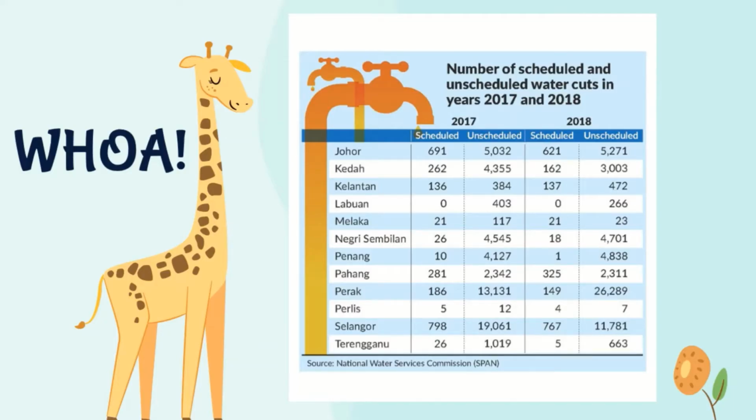These pollutions of our water sources have resulted in a number of unscheduled and scheduled water cuts, and as you can see in this image, the number of unscheduled water cuts is way more than the scheduled water cuts. This is proven to be a hassle and a burden to the consumers.